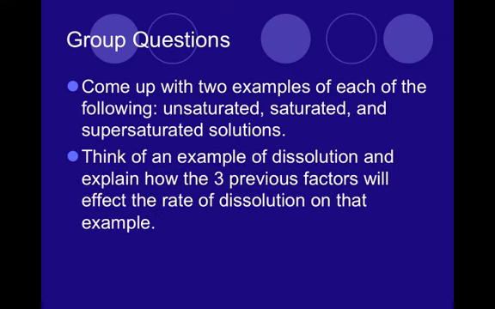I would also like for you to think about an example of a dissolution and explain how the 3 previous factors will affect the rate of dissolution on that example. Again, I gave you the example of sweet tea, so in order to get my sugar to dissolve faster, I can use free sugar. I can break it up into really small pieces. I can stir it and I can heat it. So I want you guys to come up with another example of when you would dissolve something and how those 3 previous ways of increasing the rate of dissolution will speed up how fast you can dissolve something. Again, you can't use any examples that I used previously in notes.